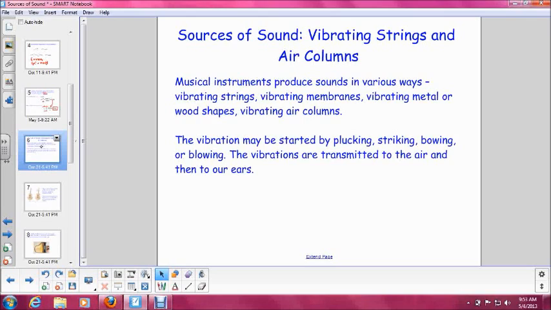And it can be started by plucking, like in a string, striking, like a drum, bowing, as in a violin or another string, or blowing, and this would be like a trumpet or a flute. And the vibrations are then transmitted to the air, which makes it resonate, and then it travels through the air to our ears.